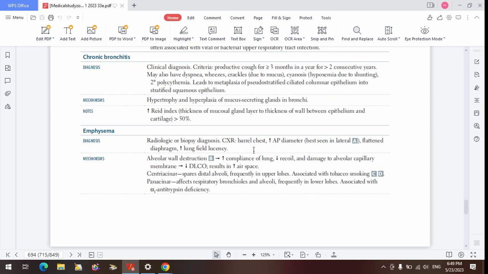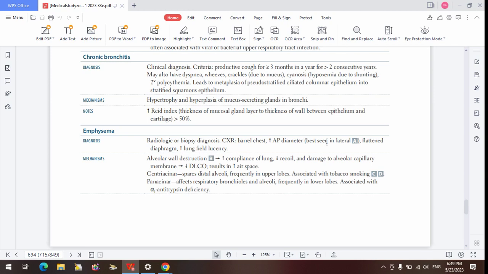And if we do our X-ray, we are going to see some classic findings. The barrel chest: you will see the chest looking round and increased in size. The anterior posterior diameter of the chest will be increased. That makes sense because of the increase in the capacity of the lungs. And you can appreciate that when you are looking at the lateral X-ray.